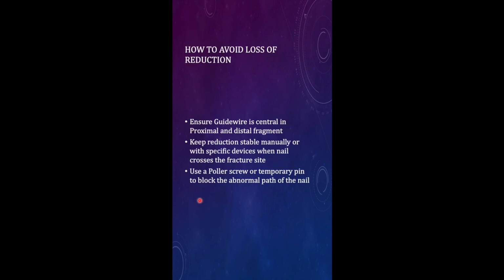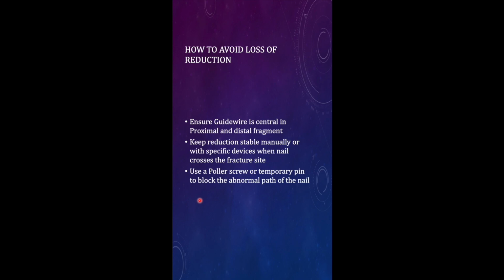So how do we avoid the loss of reduction when passing the intramedullary nail near the fracture site? First of all, you have to ensure that the guide wire is centrally placed in the canal and in the terminal part of the diaphysis. And we have to ensure that the reduction is kept stable when doing the reaming process, because the reaming will create a track for the nail to pass.